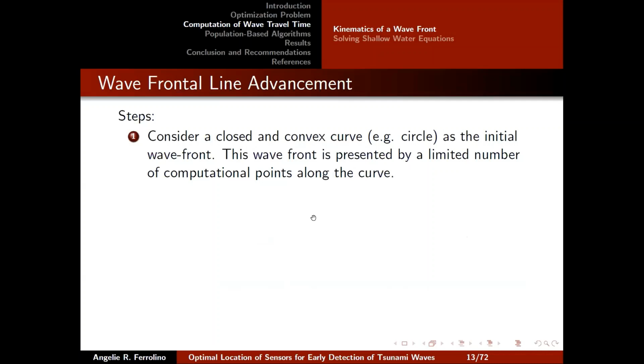So for the first step, we first consider a closed and convex curve, for example, a circle, as the initial wavefront. This wavefront will be represented by a limited number of computational points along the curve. As an illustration, here is an initial wavefront with computational points along the circle. Now, our goal is to determine the next position of these points.